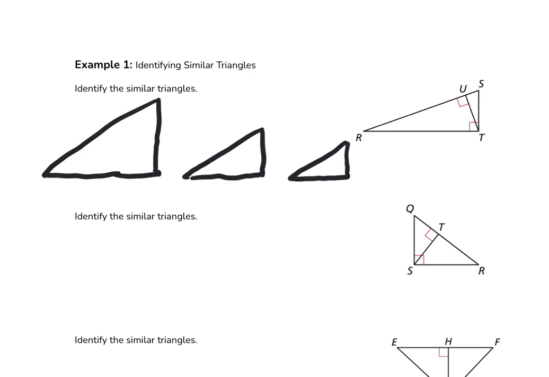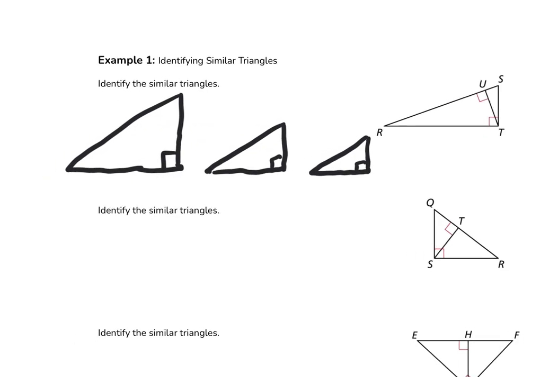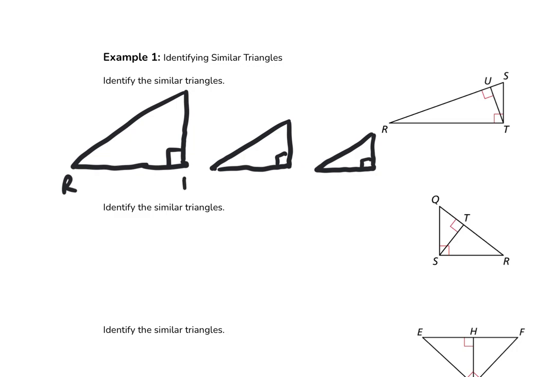Okay, in all three of these, we got a 90-degree angle. So we're going to take that 90-degree angle and we're going to label the parts, okay? The first one here should be kind of easy, right? Because the big one is the one that we have sitting just like it is. So we've got R, T, S, T is my 90, right? So we're going to label this one R, T, S. That's my large triangle.